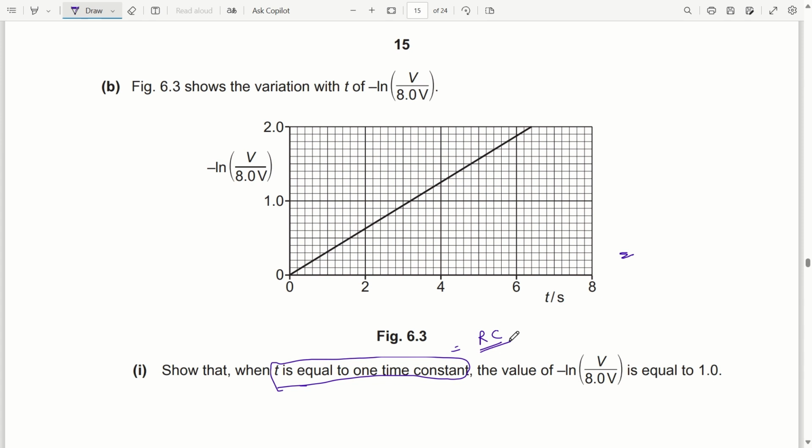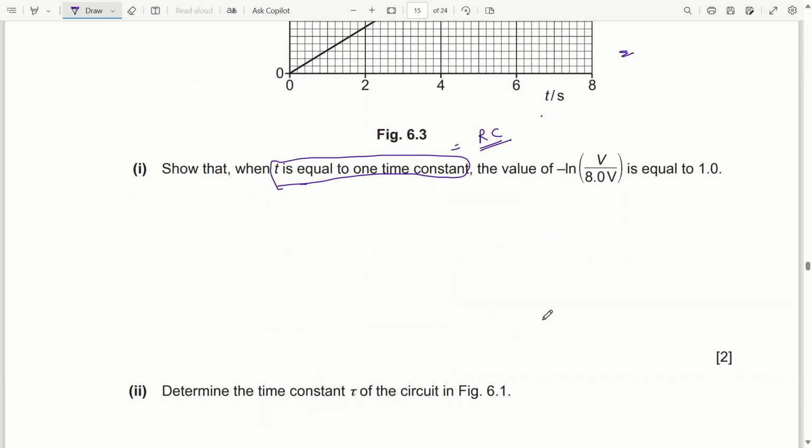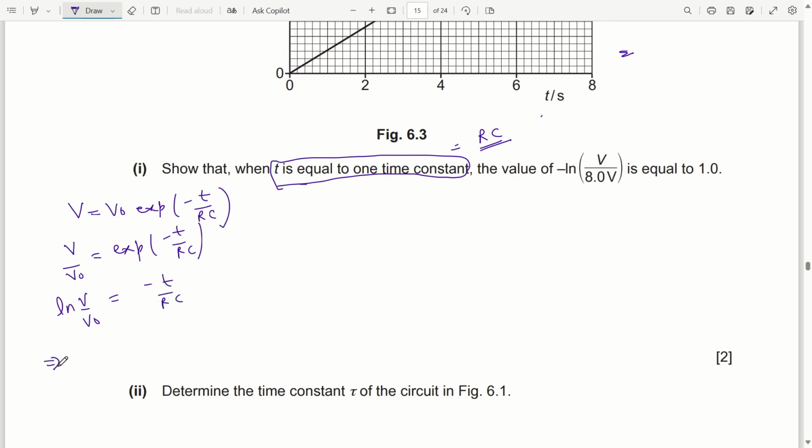So we can start with the relation. We know that the variation of V with time is given as V is equal to V naught exponential minus t by RC, where t is the instantaneous time. So we can write V by V naught is equal to exponential minus t by RC, or log natural V by V naught is equal to minus t by RC, or minus of log natural V by V naught is equal to t by RC.